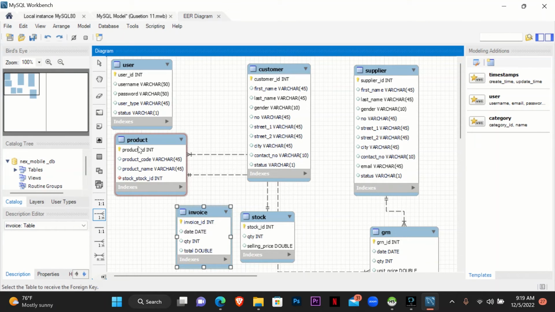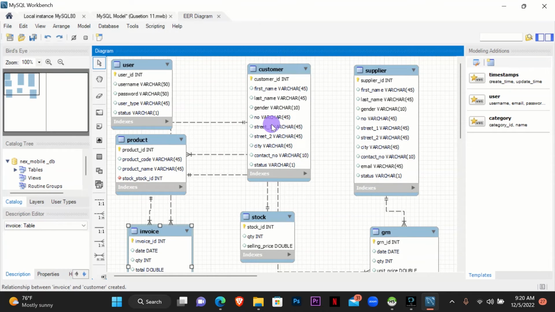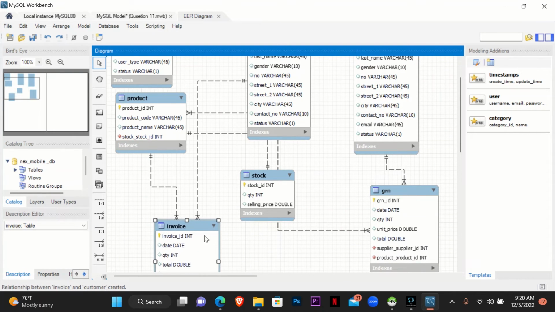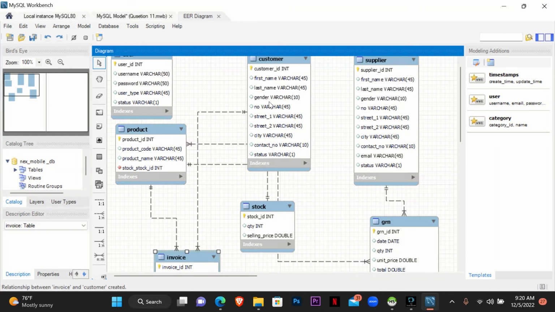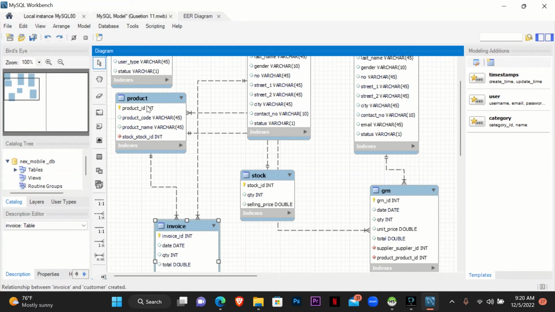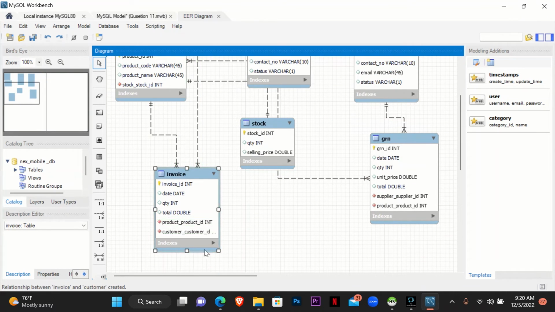Therefore, I'm going to click this icon. Here we create a one-to-many relationship between these three tables: product, invoice and customer. I click the invoice table first, and then the product. Now I have created the relationship between these two tables. Again, I click the invoice table and the customer table. Now I have created the relationship between the product, the invoice and the customer. Therefore, there will be a relationship between the product and the customer table through this junction.